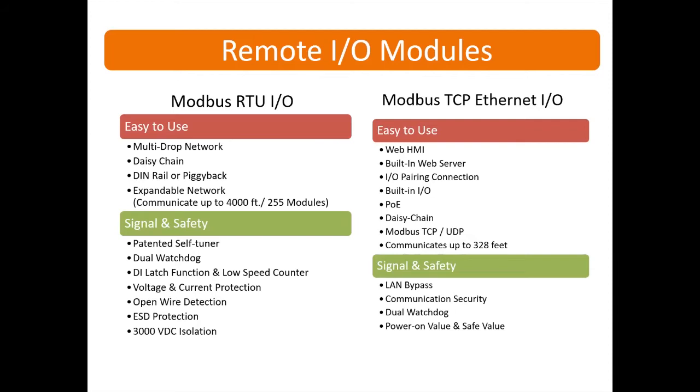Many have power on and safe values for I/O status to go to a specific on or off state, similar to how you may want a fan or blower to go to the off position if there's a power failure for safety. So when the power is available again, the equipment could be turned back on manually when it's safe and appropriate to do so.